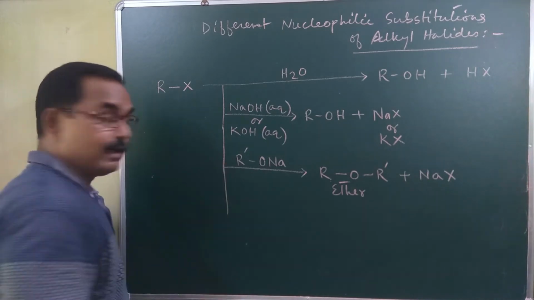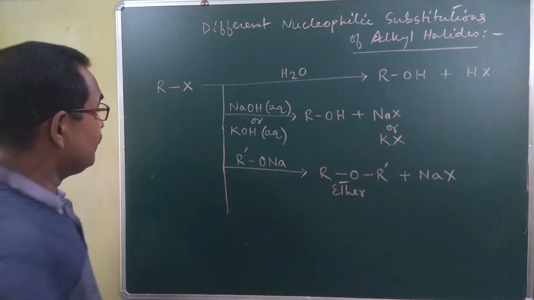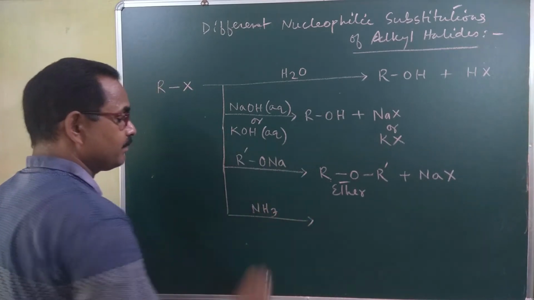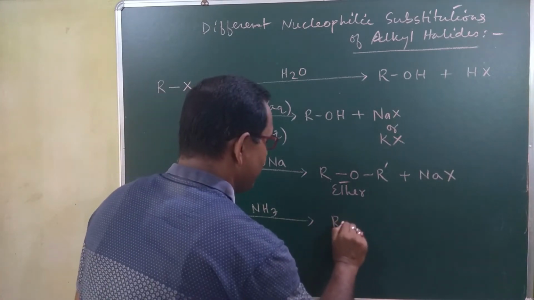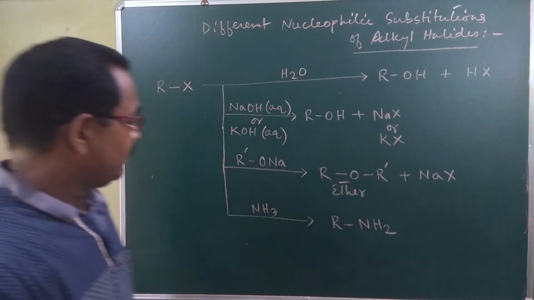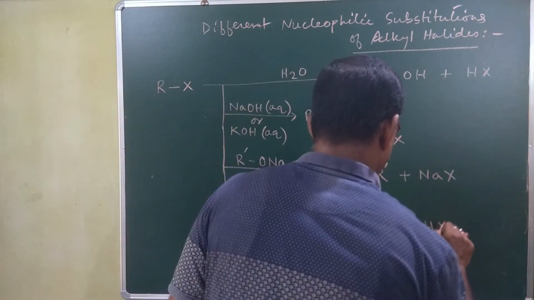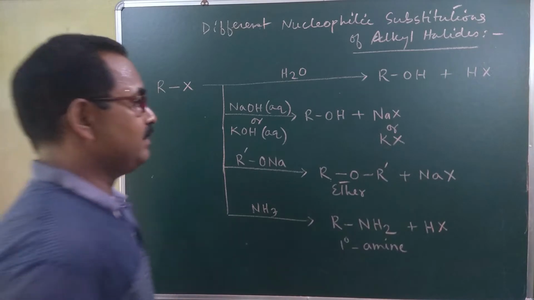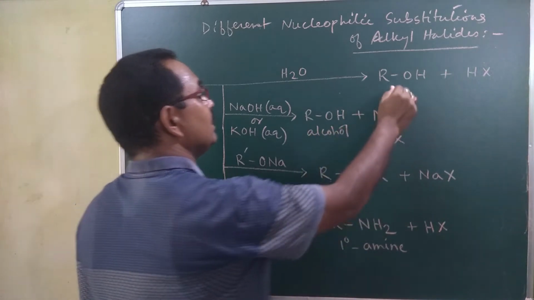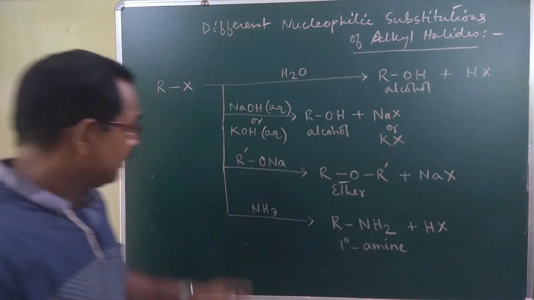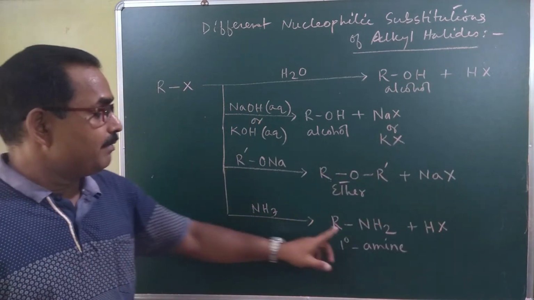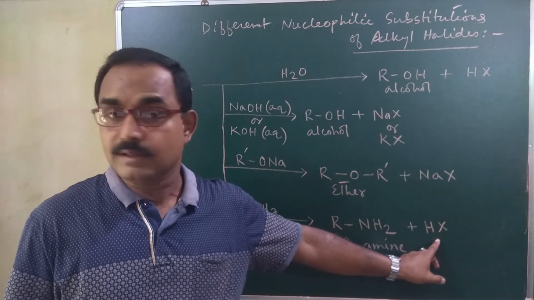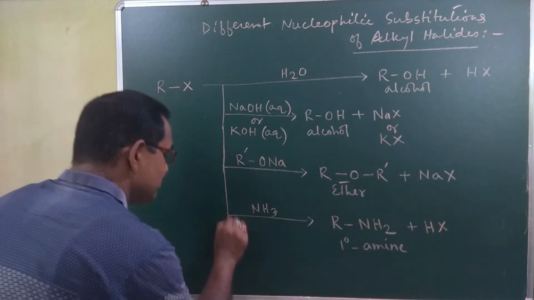Good. Next, consider the reaction of alkyl halide with ammonia. What will happen, we'll have R-NH2 plus HX. This is primary amine. So alkyl halide when treated with ammonia gives primary amine. This reaction is catalyzed by a base. A base can catalyze this reaction.